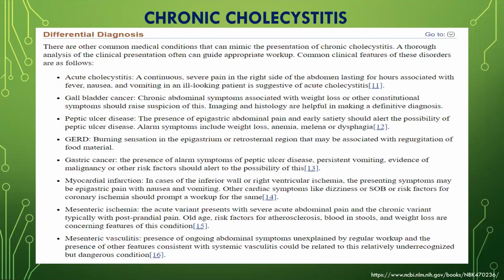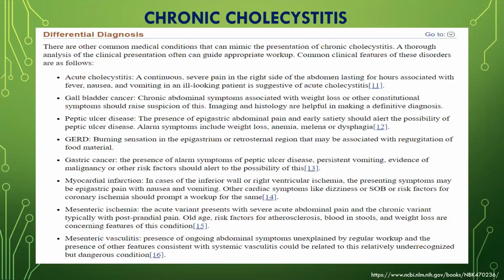So common clinical features of these disorders are as follows. Acute cholecystitis is usually presented with a continuous severe pain in the right side of the abdomen, lasting for hours, associated with fever, nausea, vomiting in an ill-looking patient. Chronic abdominal symptoms associated with weight loss or other constitutional symptoms should raise suspicion of gallbladder cancer. Imaging and histology are helpful to make a definitive diagnosis.